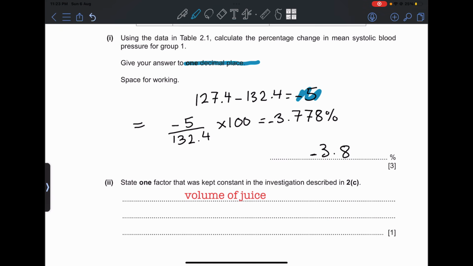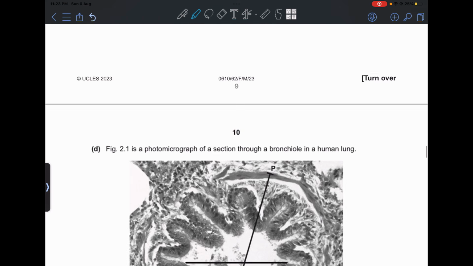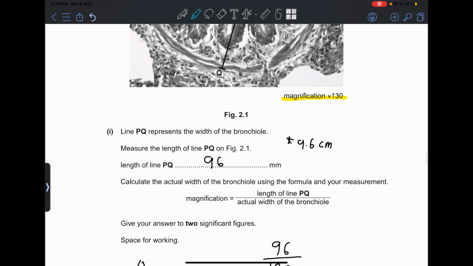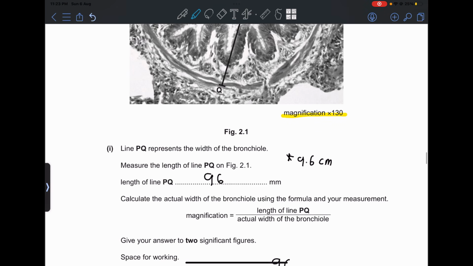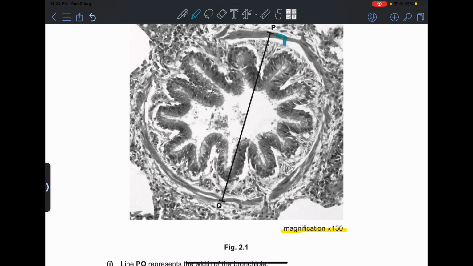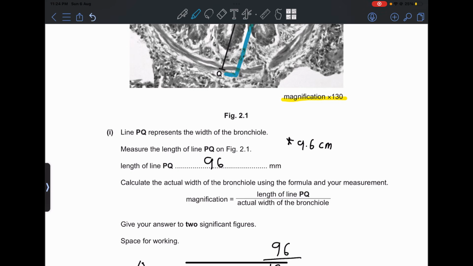State one factor that was kept constant in the investigation described in 2C. This is actually the volume of juice. D. Figure 2.1 is a photomicrograph of a section through a bronchiole in a human lung. Line PQ represents the width of the bronchiole. Measure the length of line PQ on figure 2.1. Over here you're going to use a ruler on the paper, measure this line to see how many centimeters it is, and convert from centimeters into millimeters, because here they are asking for millimeters, not centimeters.